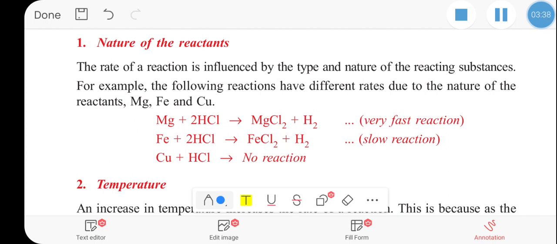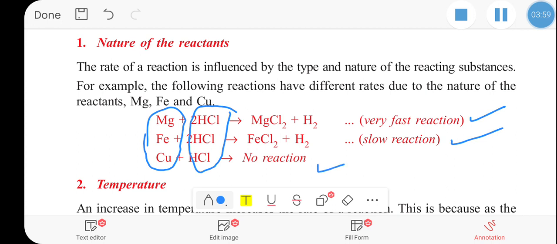Because magnesium, copper and iron react with a similar reacting species, HCl, but the reaction is very fast in the case of magnesium, slow in the case of iron, and no reaction at all in the case of copper. This comes from the nature of the reacting substances.